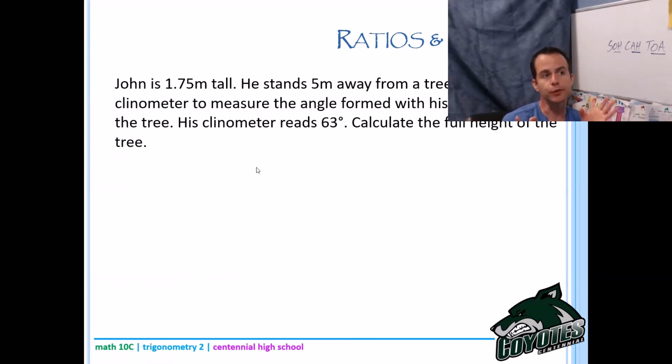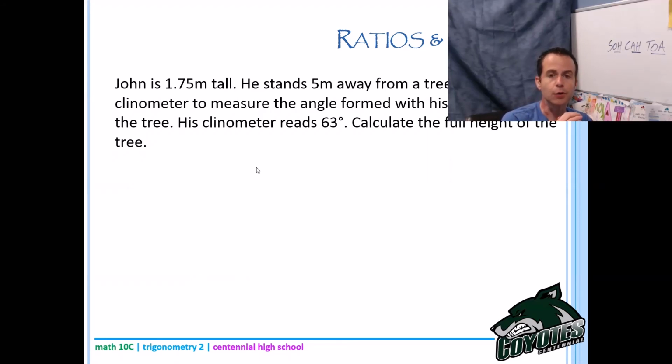Now, depending on whether you use a store-bought clinometer or a makeshift, make-my-own clinometer, it may be giving you two different types of angles. One may be from the vertical and one may be from the horizontal. But it doesn't matter. In a question, you don't have to know that. We will tell you exactly what angle you'd be looking for.